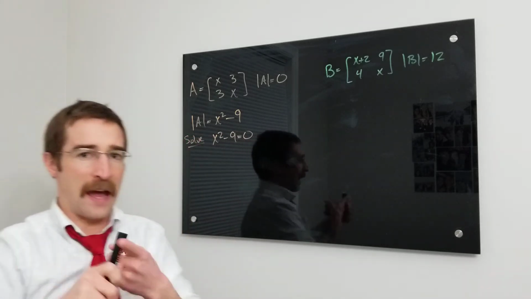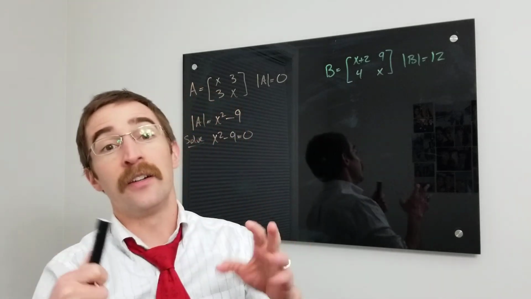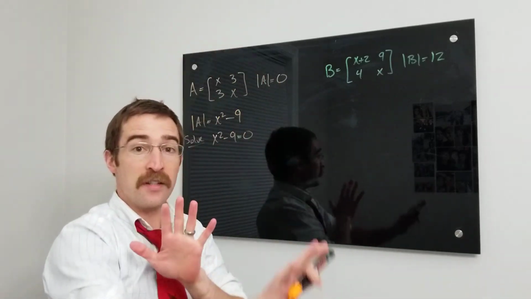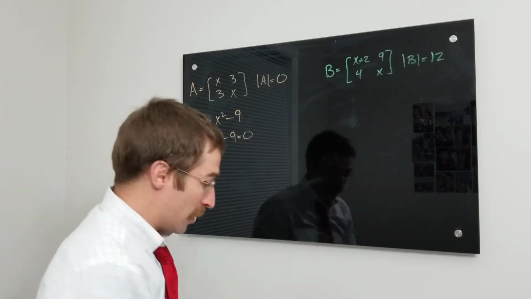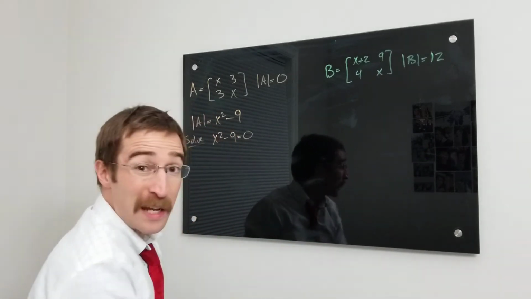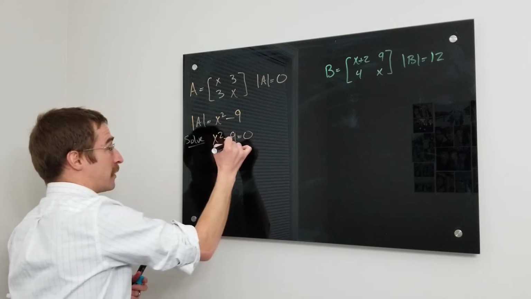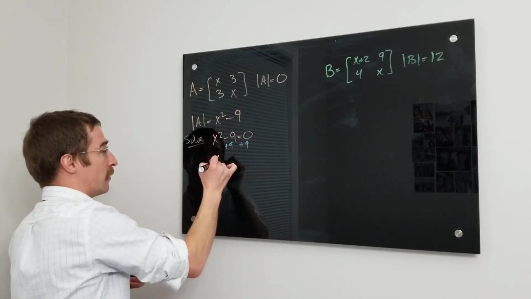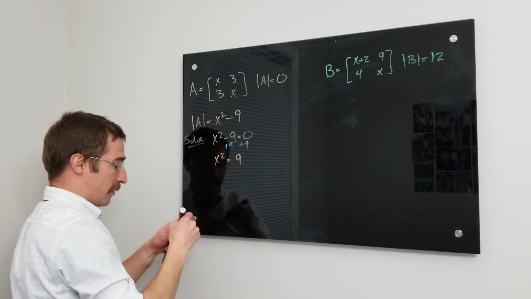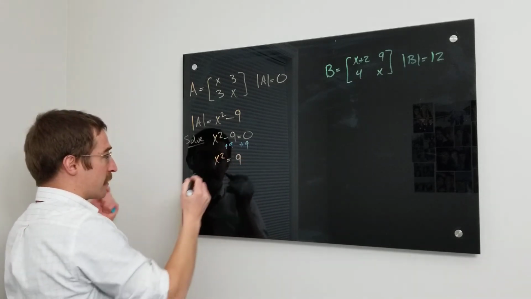You could factor or use the quadratic formula. Here, we've got an x squared, 0 regular x terms, and then a minus 9 equals 0. So we can just solve by working backwards. I can go plus 9, because it's just an x squared. So x squared equals 9. Square root both sides.